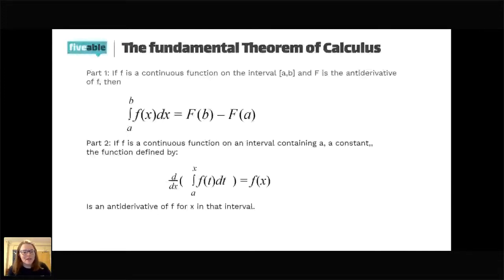Okay, so it's important in both parts that your function f has to be continuous.